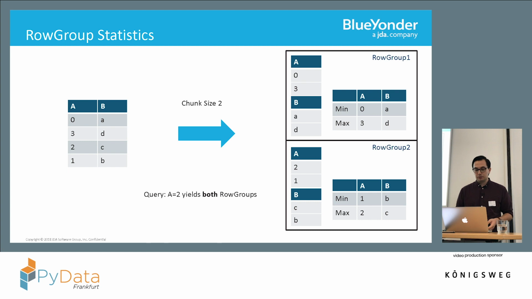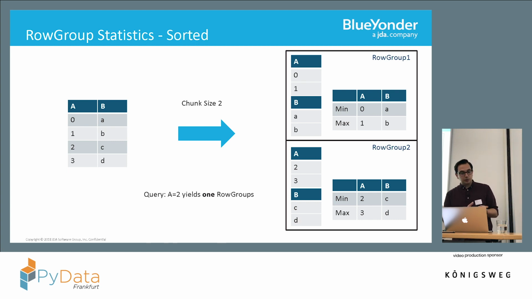This creates 2 row groups, and I calculate statistics, min-max. So I store the minimum value of a given column and the maximum value of a given column for every row group. There's one downside, though. If I, for example, want to read now in this example all data where A equals 2, my min-max statistics don't tell me too much. So I still have to access 2 row groups. So I have to read the entire file in this instance.